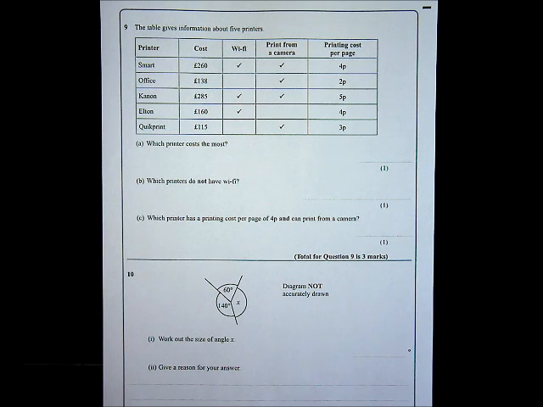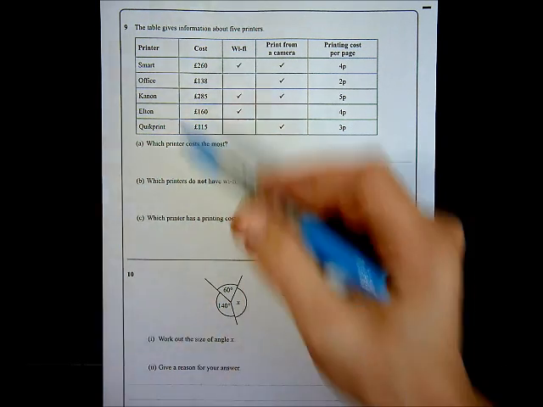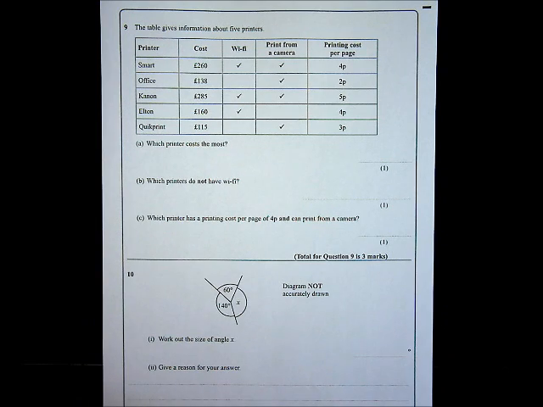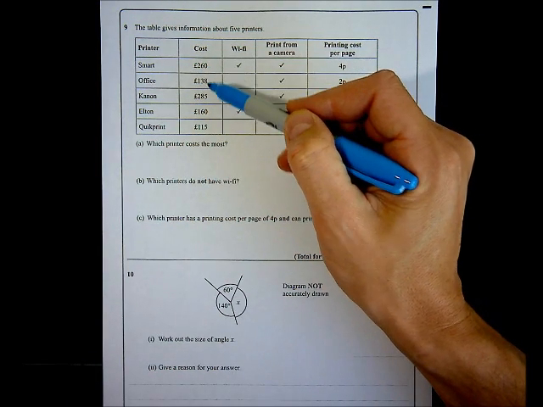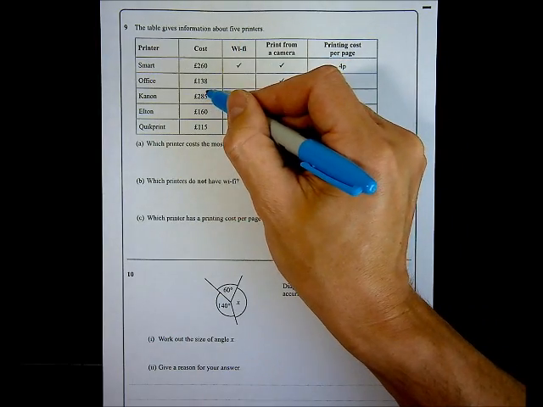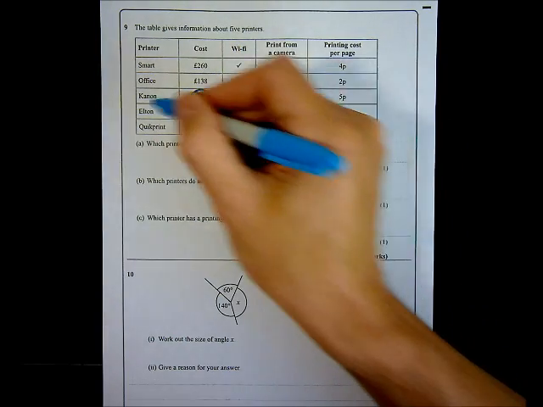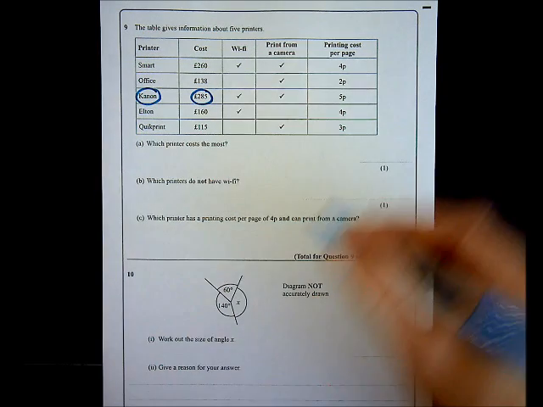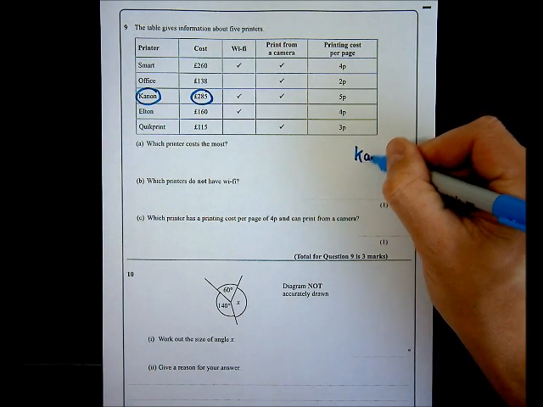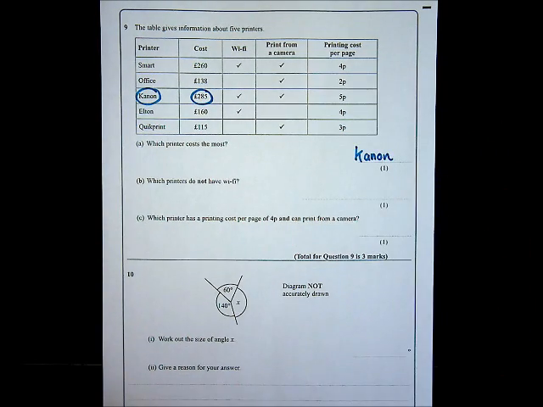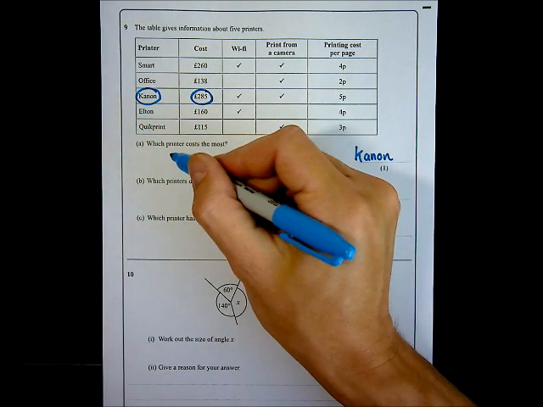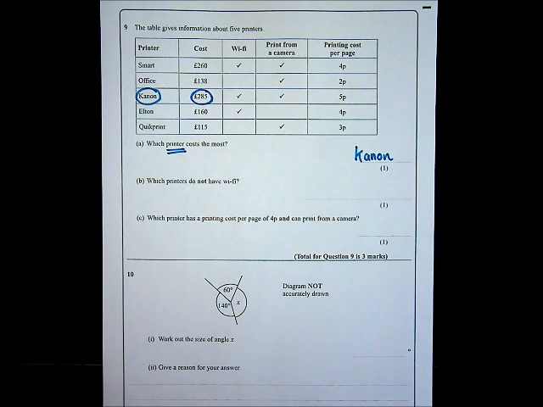In number 9, I'm given some information about 5 printers, and the names are shown down the left hand side. In part A, I'm asked which printer costs the most. Just by looking down the cost column, I can see that the most expensive printer is the one that costs £285, which is the Canon. So I need to write down the name of the printer, not the cost, because it says which printer. Make sure you answer the question.